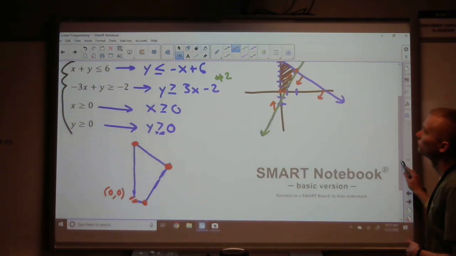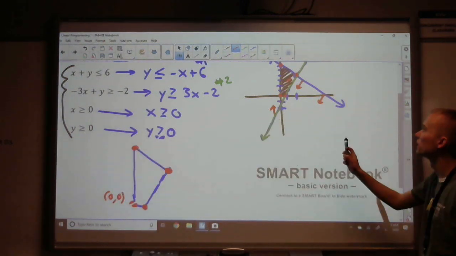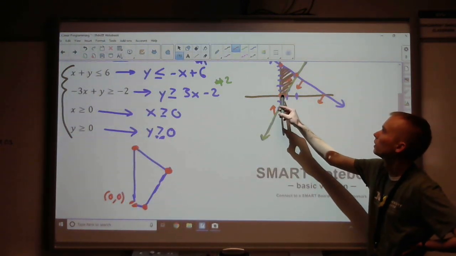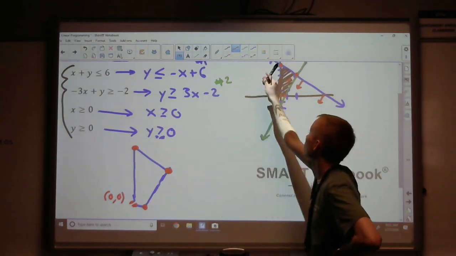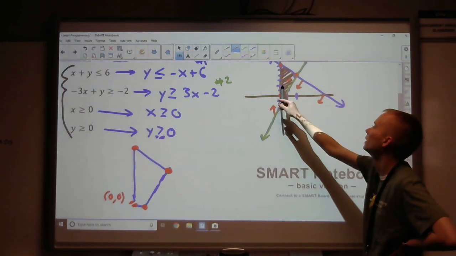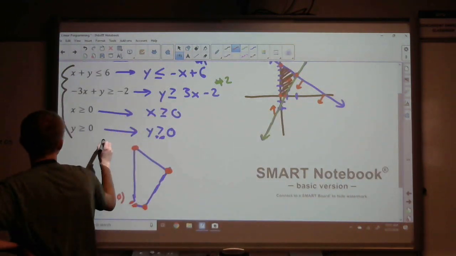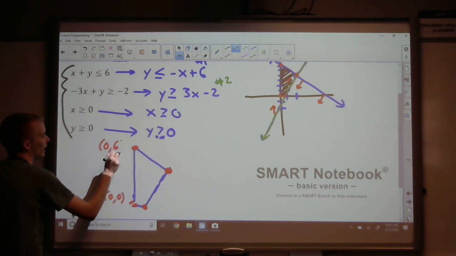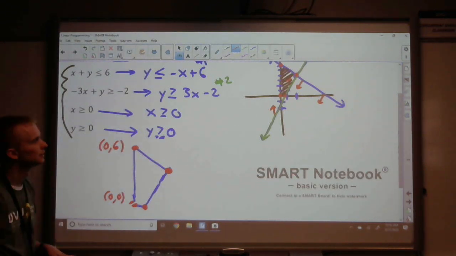This other one on the top here, okay, where is that going to be at? Well, it was the y-intercept of this line here, the number 1 line. So it was 1, 2, 3, 4, 5, 6 up. So it's at x equals 0, y equals 6. Okay? So that's where that point is.